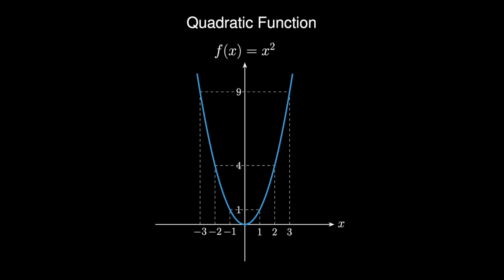A quadratic function is a polynomial function of degree 2 which produces a parabola when graphed. Let's start with the simplest quadratic function, f of x equals x squared. As x moves away from 0 in either direction, the output grows rapidly, giving us this classical U-shaped parabola.